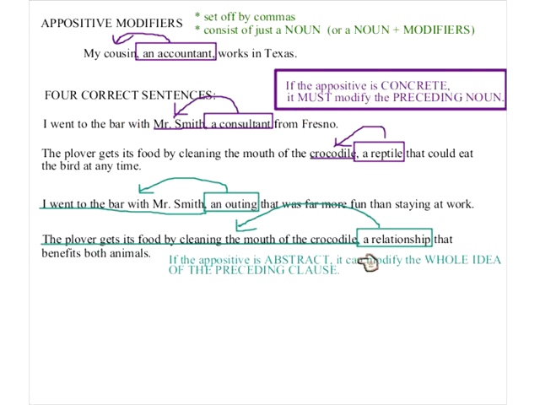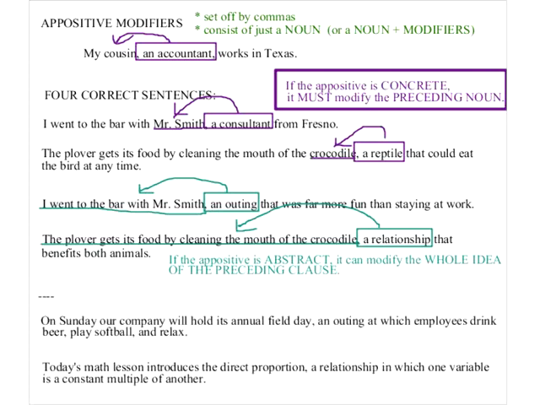On the other hand, abstractions can and do describe whole sentences. Like, a relationship is this entire idea. An outing is this whole thing. But notice it says can. It's possible for abstractions to work like other appositives. So these two are also correct.